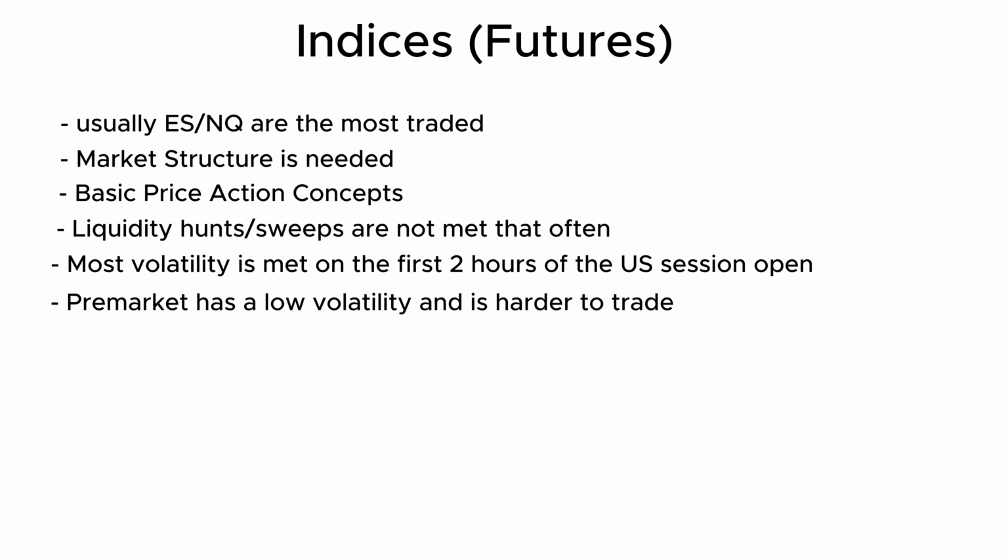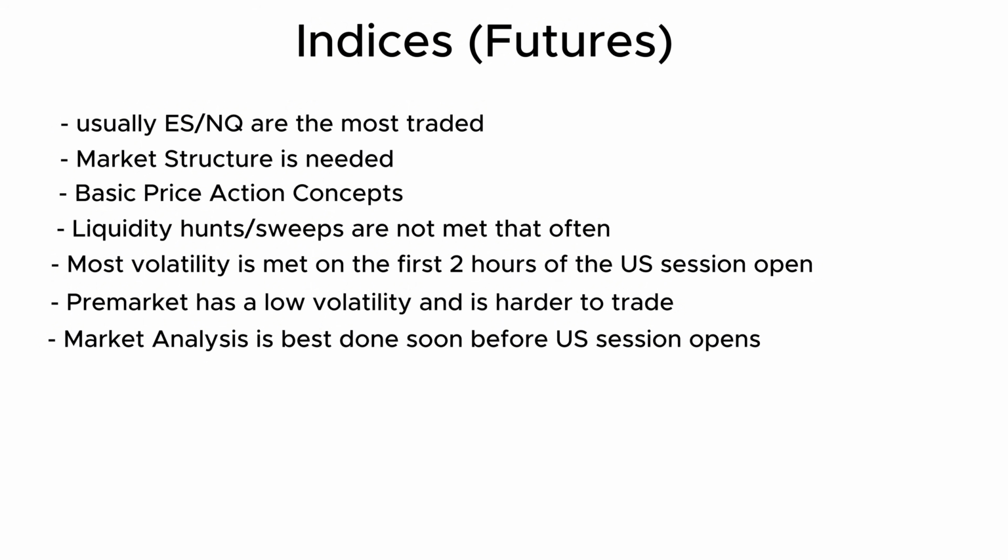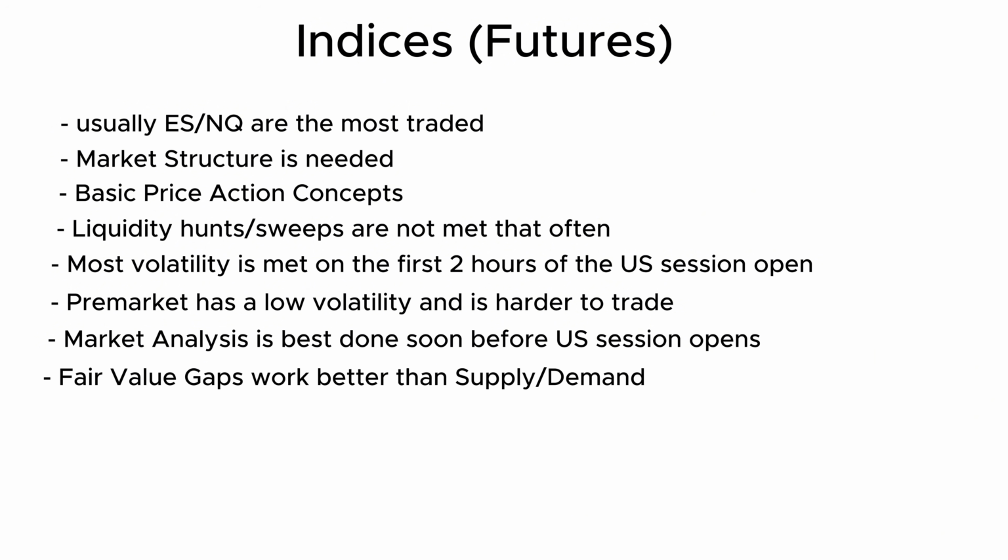So what we want to do is to analyze the market before the US session starts. The analysis is very similar to what we did on Forex. It's mostly about understanding whether the market is right now in an uptrend or in a downtrend. But here on indices, instead of using supply and demand zones, we use fair value gaps. Fair value gaps are also called imbalances or inefficiencies. And without getting into deeper details on the theory, you can view them similarly to supply and demand zones in their impact. The only difference is their placement, or where they are situated.